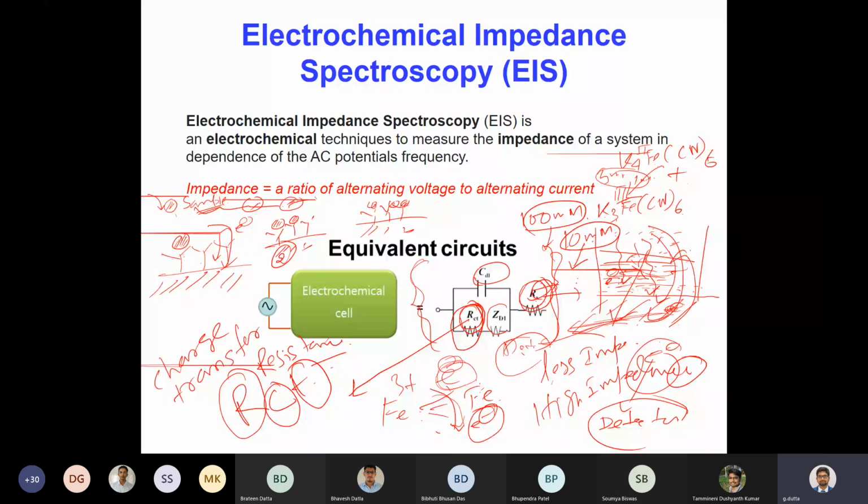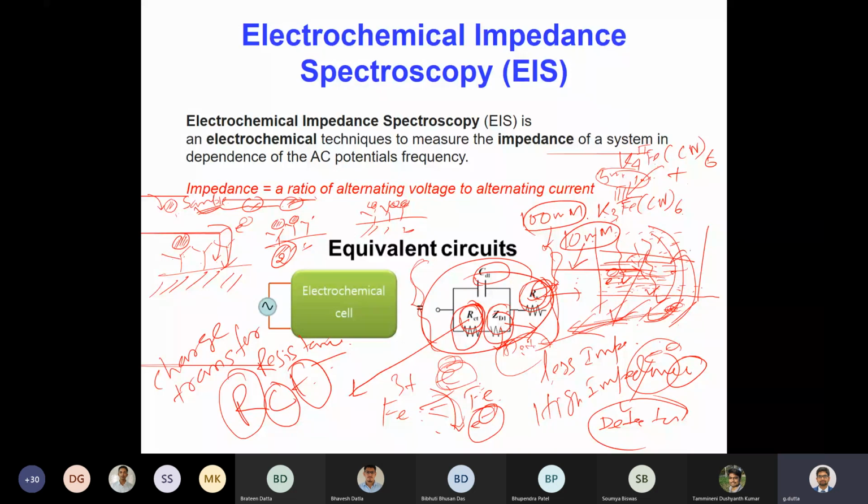And ZW, this is a constant. It has some name, but right now I can't remember. I can tell you in the next class what ZW means. It is something like the constant we need to make this full circuit.